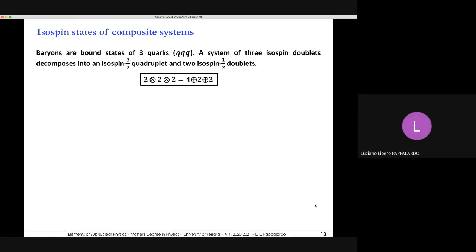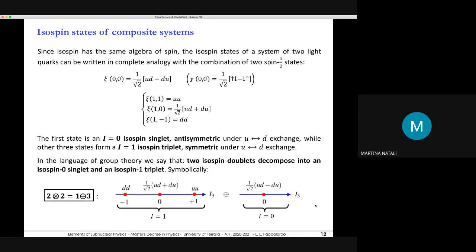Professor? Yes. I have a question. I didn't catch why the isospin only considers the 2 light quarks, so not the other flavors. Why is it?